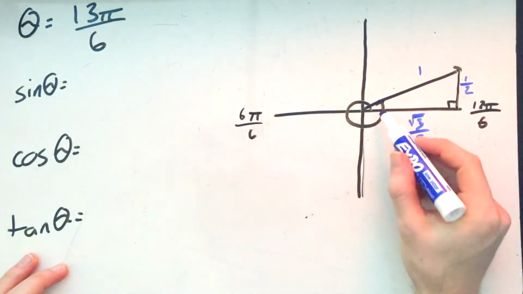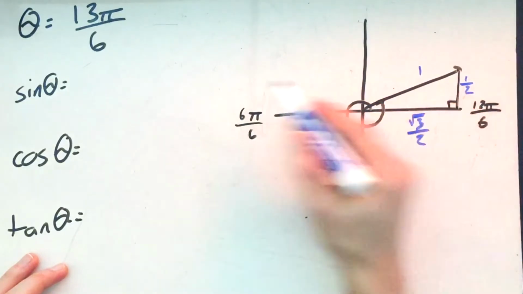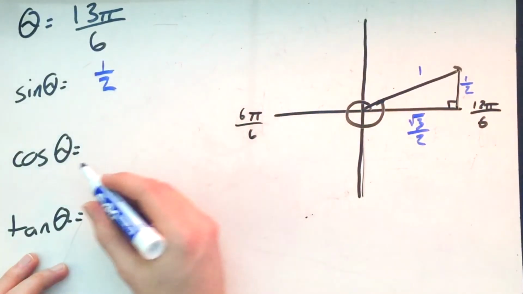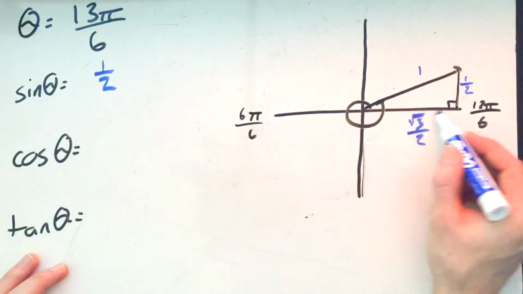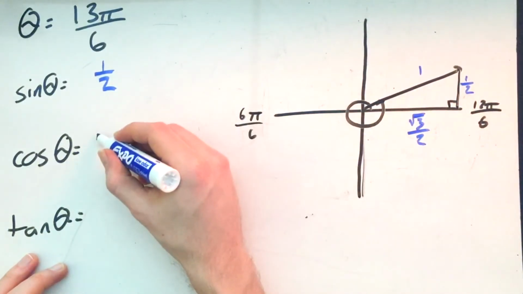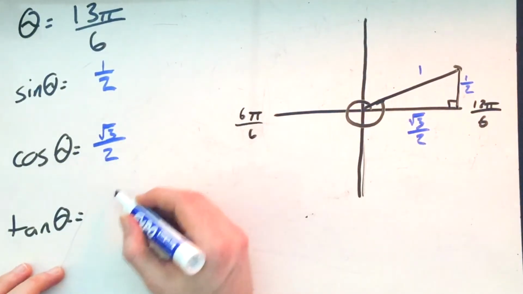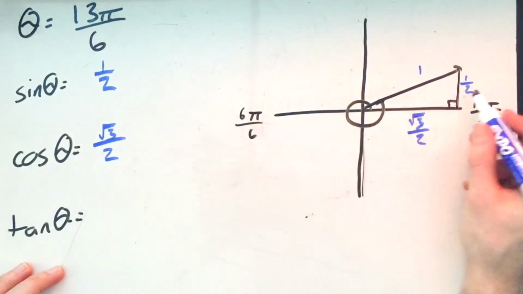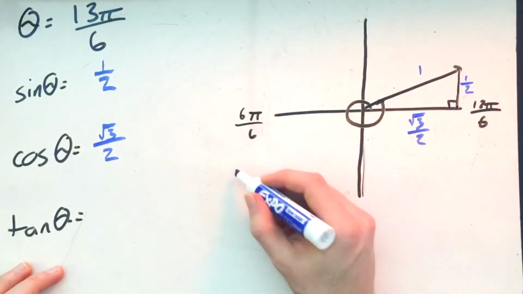So to find the sine of that angle theta, opposite over hypotenuse would be 1/2 over 1, which is just 1/2. Cosine is adjacent over hypotenuse. That would be square root of 3 over 2 over 1. Again, that's just square root of 3 over 2. And then tangent is opposite over adjacent. So it's going to be 1/2 over the square root of 3 over 2.